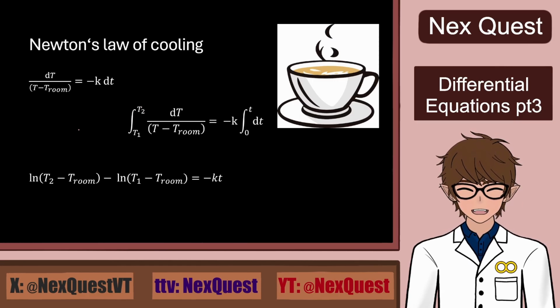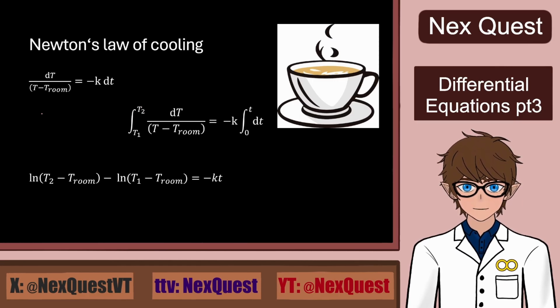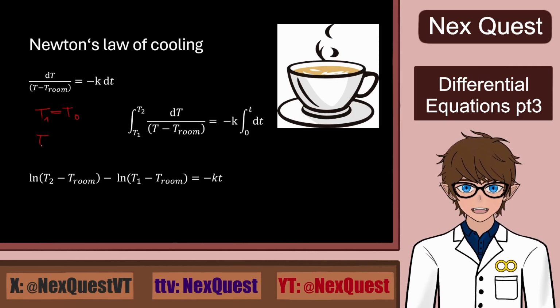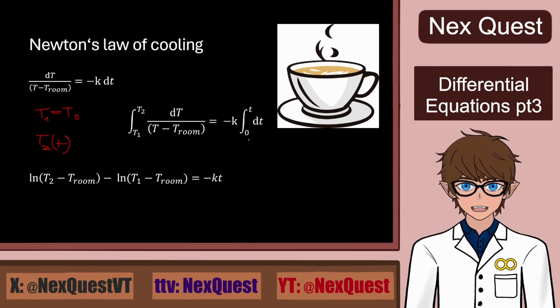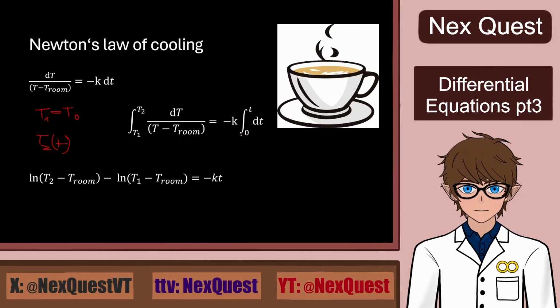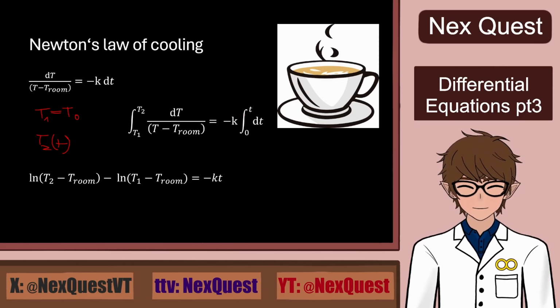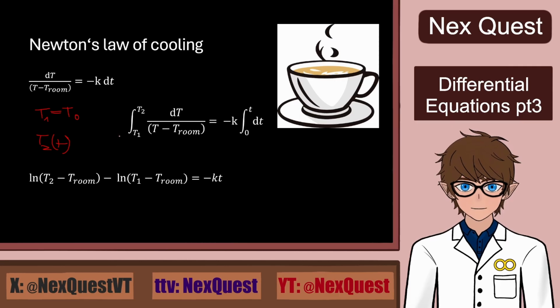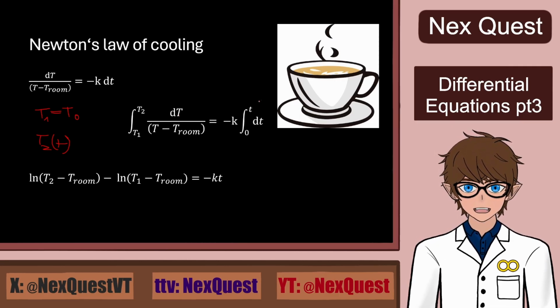These are arbitrary temperatures. Let's say temperature 1 is the beginning temperature of the coffee, so the temperature at the start, and temperature 2 is the temperature at some time that we're interested in. The second integral is between time 1, which is an initial condition, so time is 0, and time 2, so the time at which you're conducting the measurement. So as I said, T1 is the initial temperature, and T2 is the corresponding temperature at the given time.